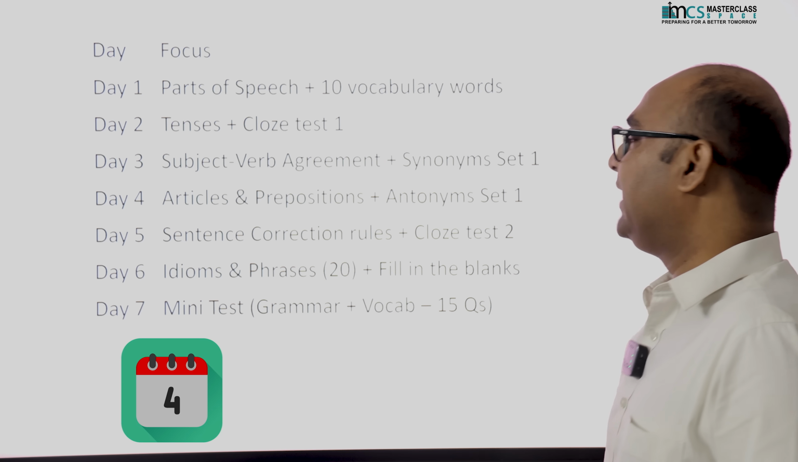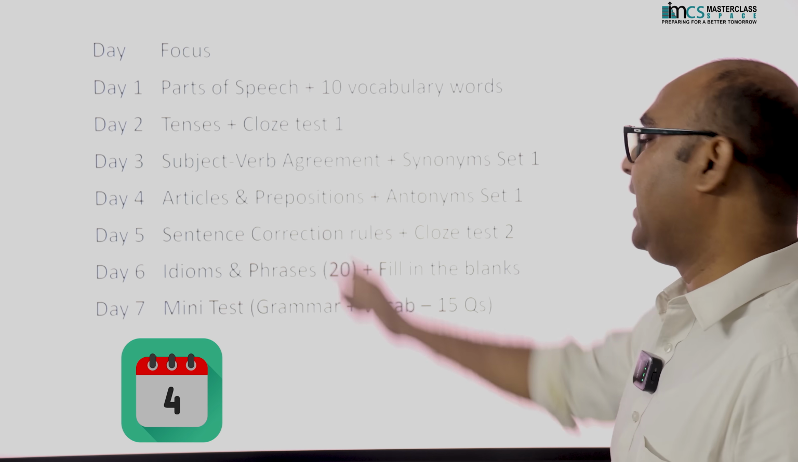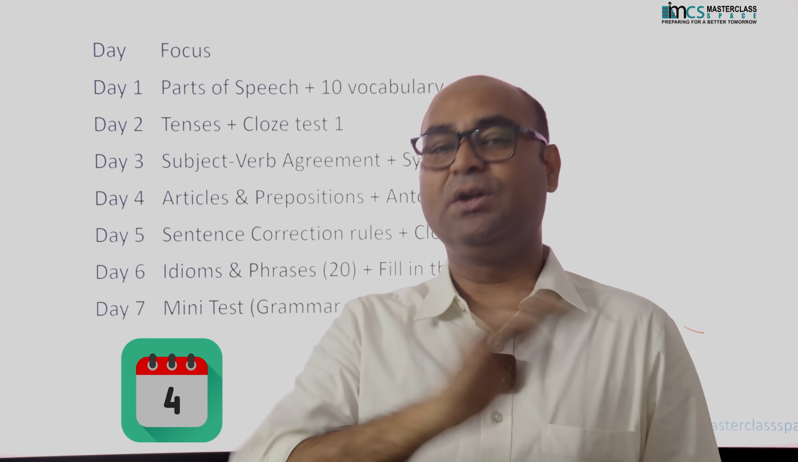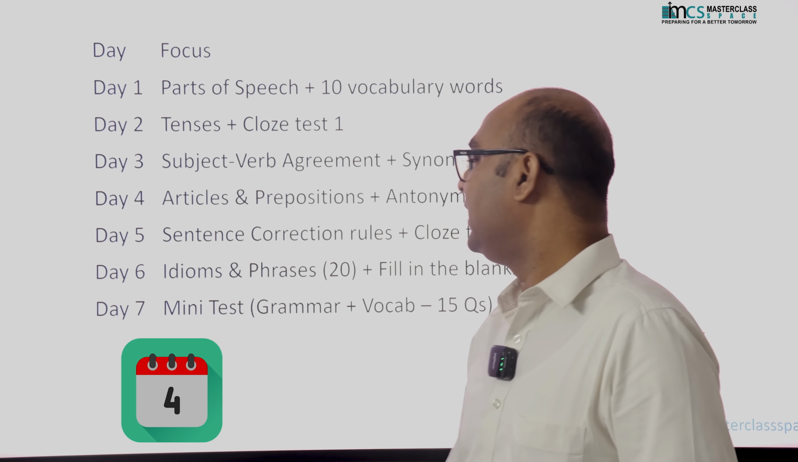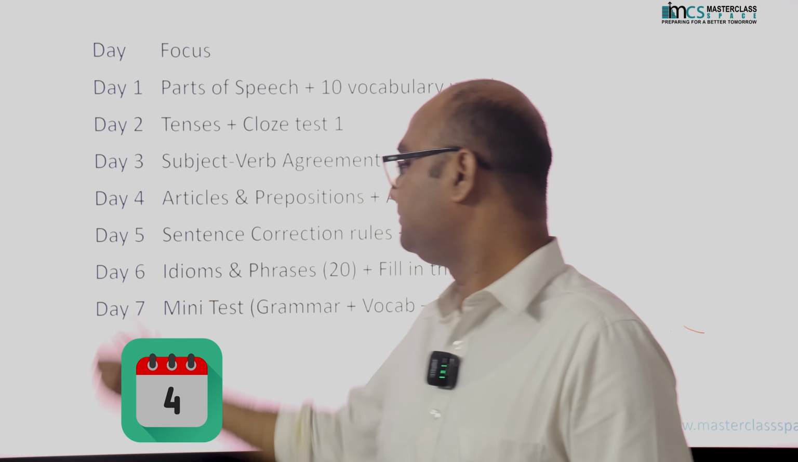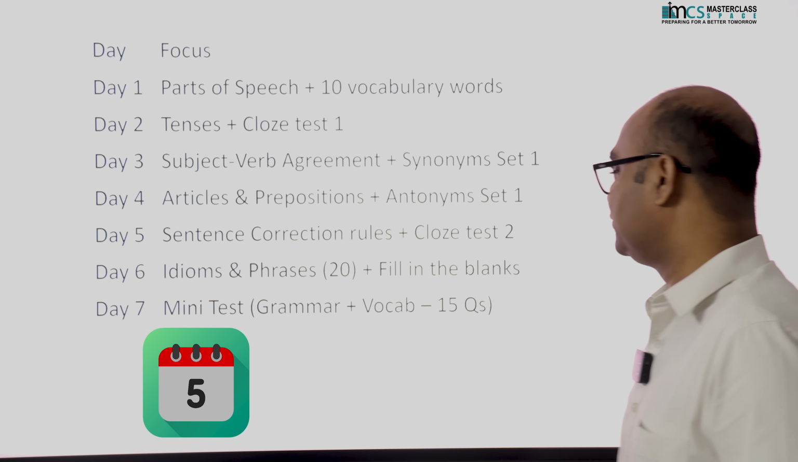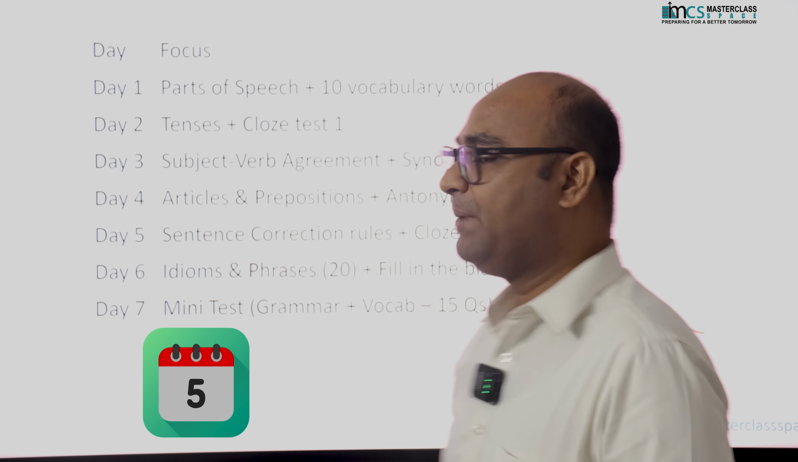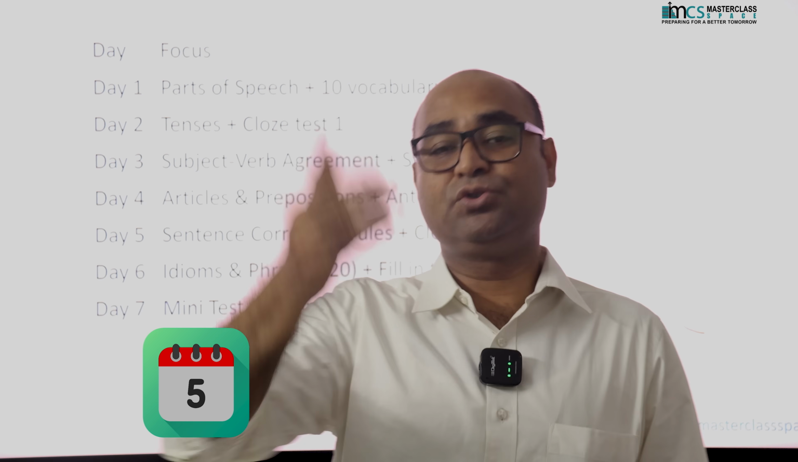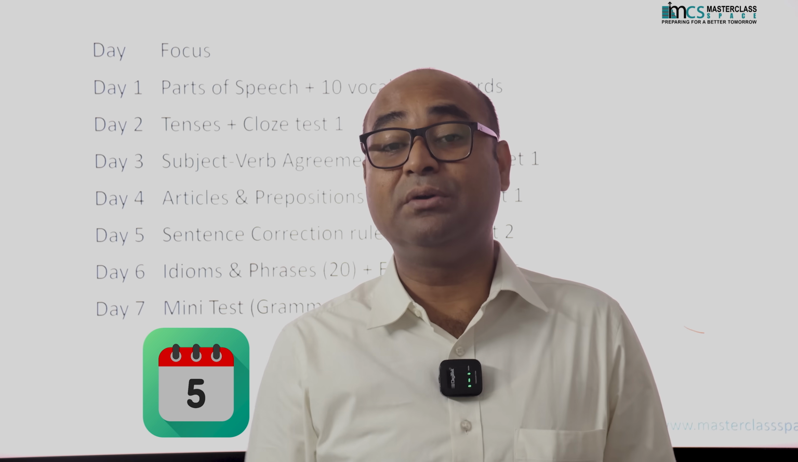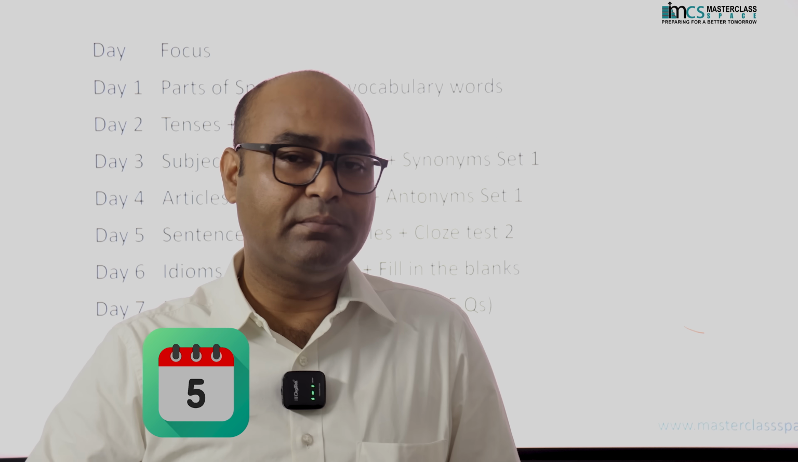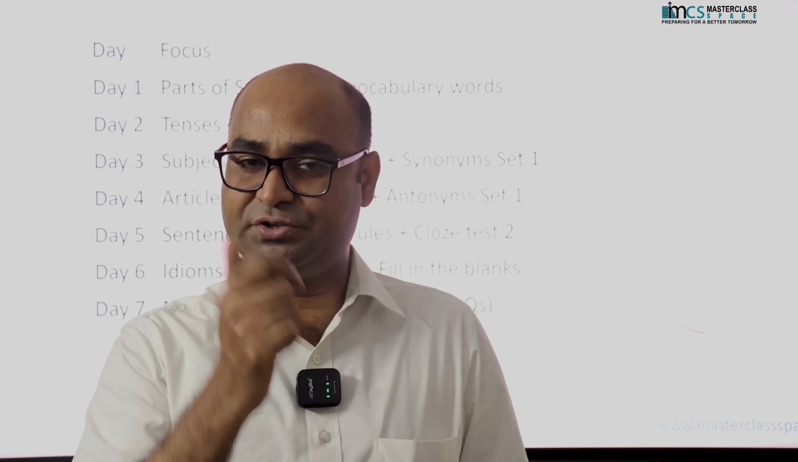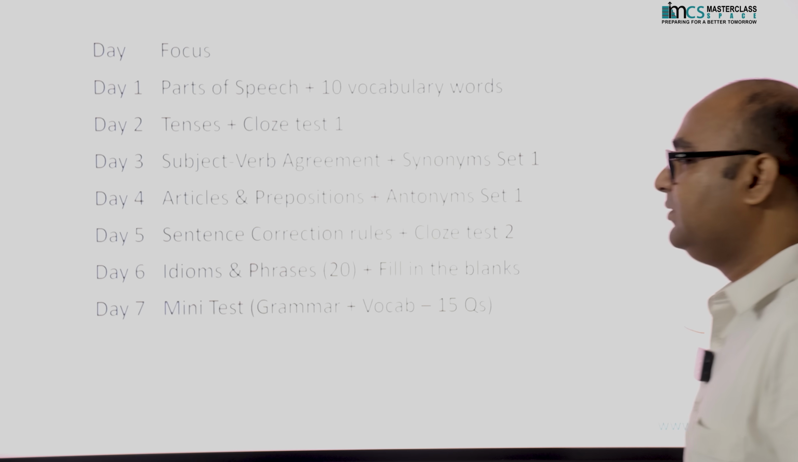Then day 4 should be articles, prepositions and antonyms. Articles and prepositions are a very small subject. Once you glance, you will get a better idea. Day 5 is for sentence correction rules and cloze test. Subject verb agreement and sentence corrections are similar. If you have gone through tenses, then sentence correction will be easy. You do not have to spend many hours, you can do it in a short duration. So that should be your plan for day 5.